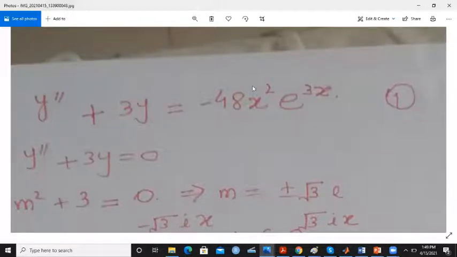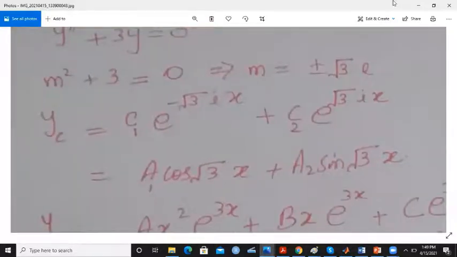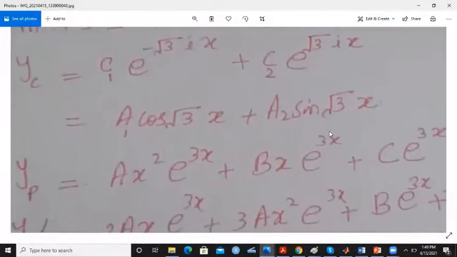Now I have a polynomial, so I will go for (ax² + bx + c) times e to the power 3x. You can see here that I have yp as ax² + bx + c, and outside the brackets I have e to the power 3x. Then I expanded the brackets and got something like this.